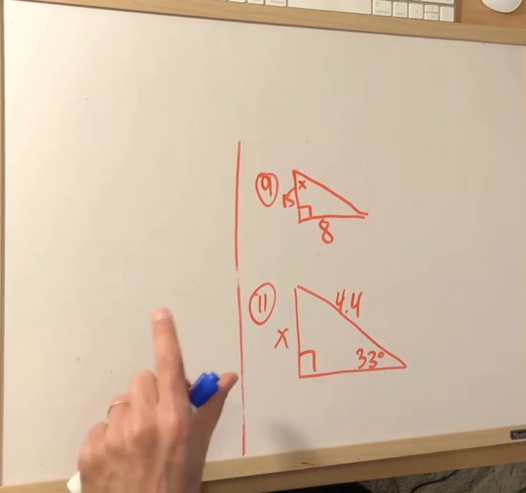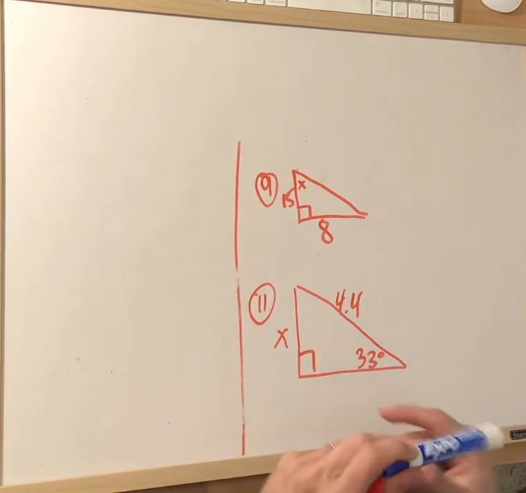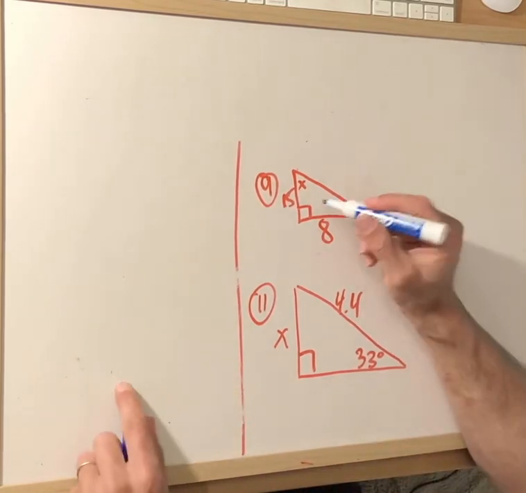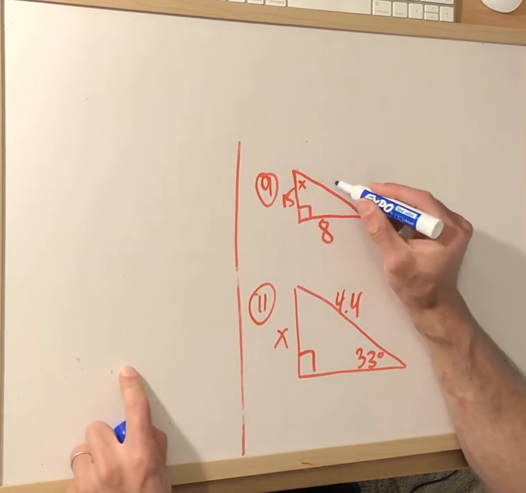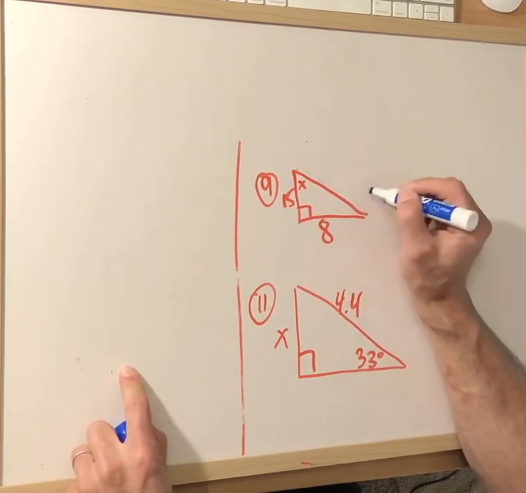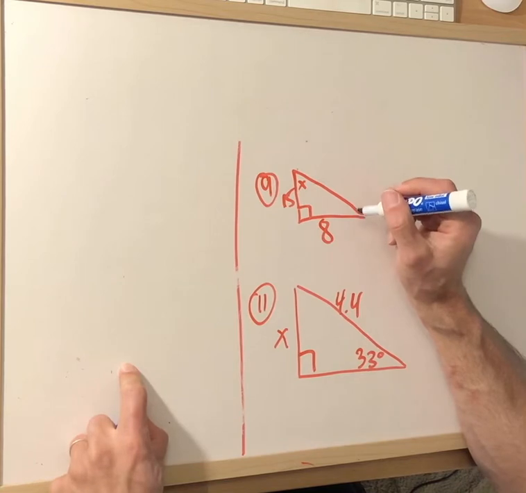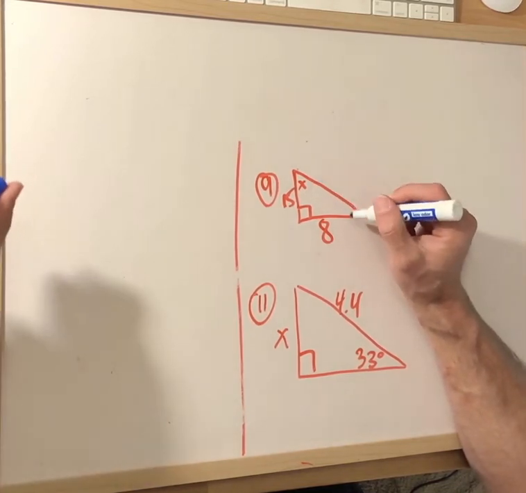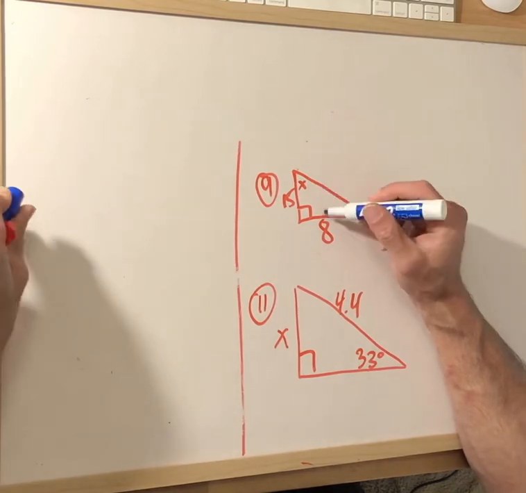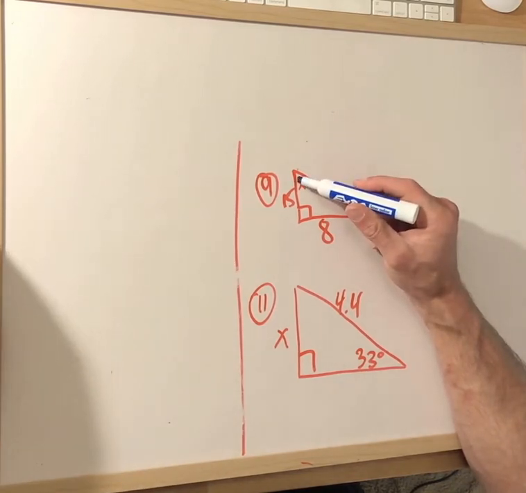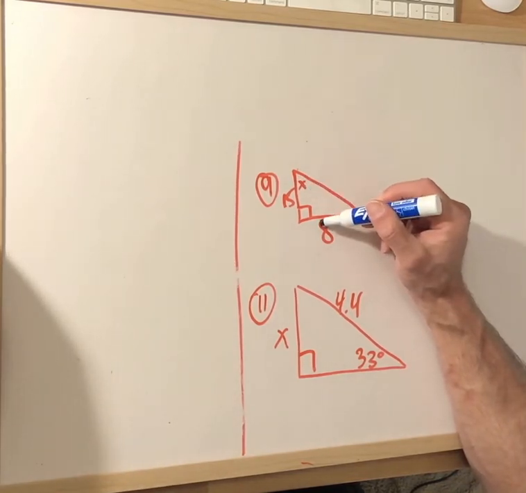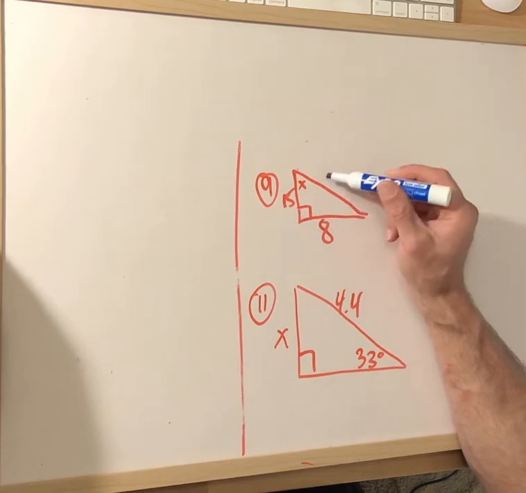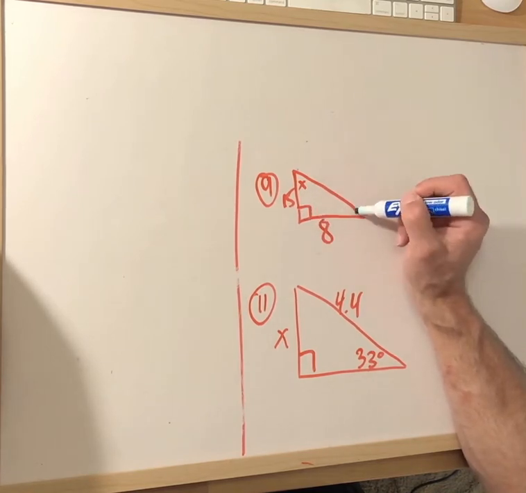Okay, for number 9, it says the two legs of a right triangle are 15 and 18. Not your hypotenuse, so you don't need to know this side. What is the angle of the smaller acute angle? Now remember from the very first chapter, your smallest angle is across from your smallest side. Your largest angle is across from your largest side. Your medium angle is across from your medium side.